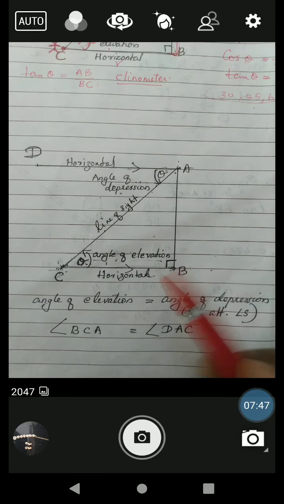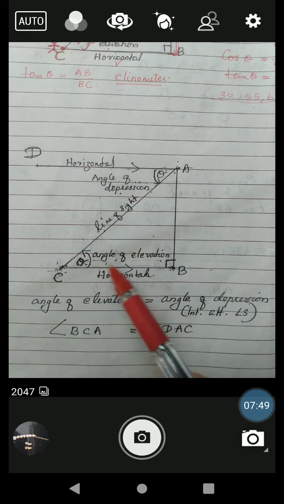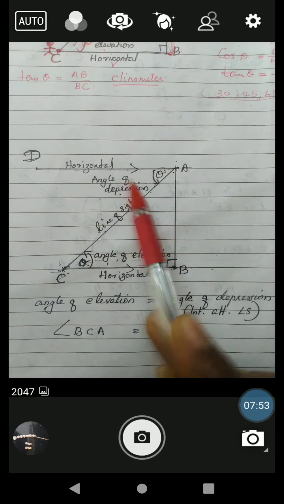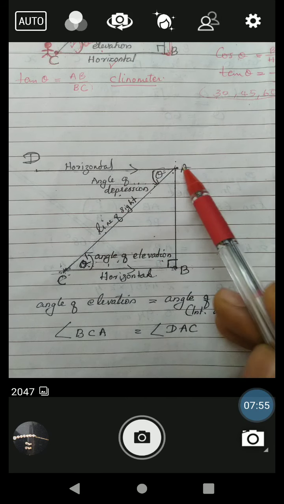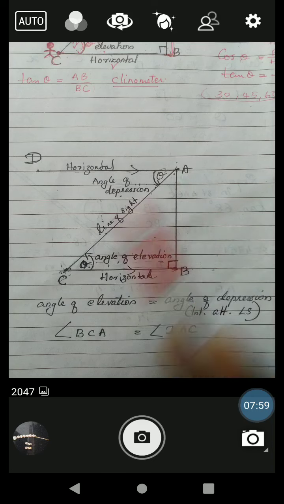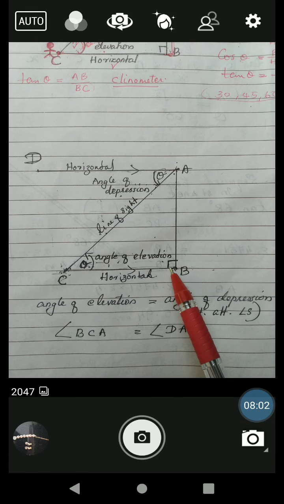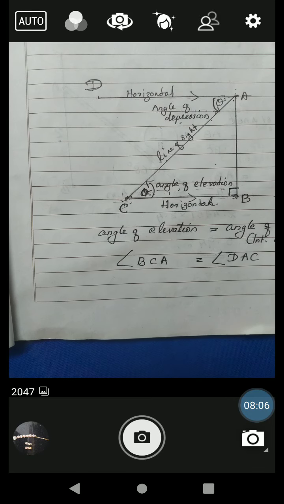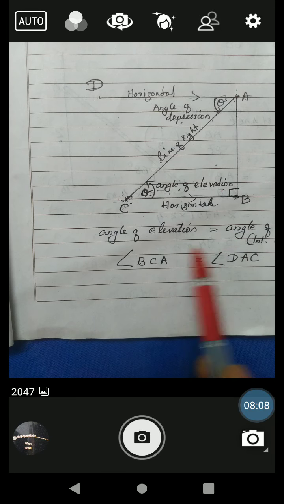So you can write here. See one more figure. Here you can see the angle of elevation, line of sight, angle of depression. This is the horizontal line. ABCD. Therefore, angle ACB is equal to angle DAC. That is, angle of elevation is equal to angle of depression.